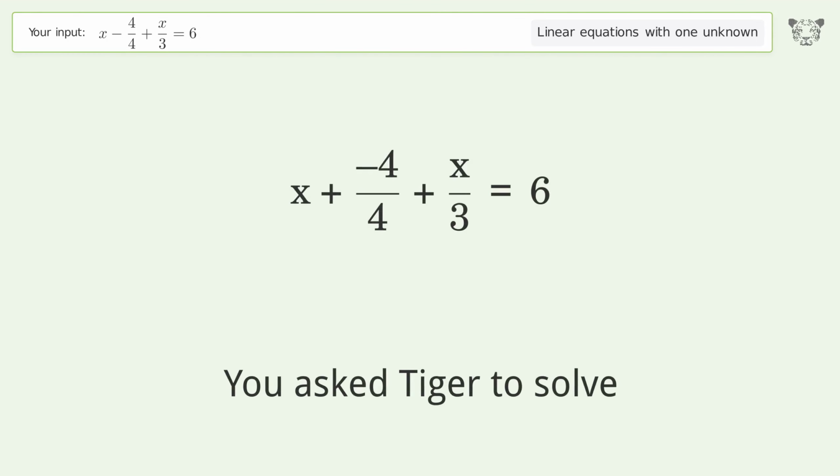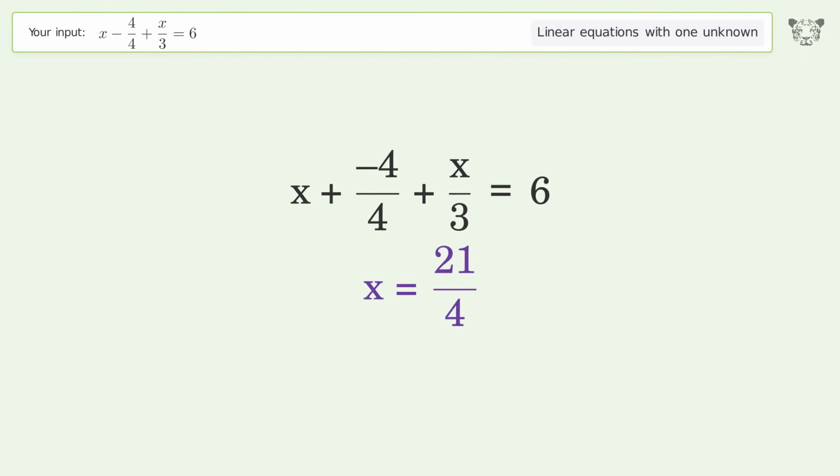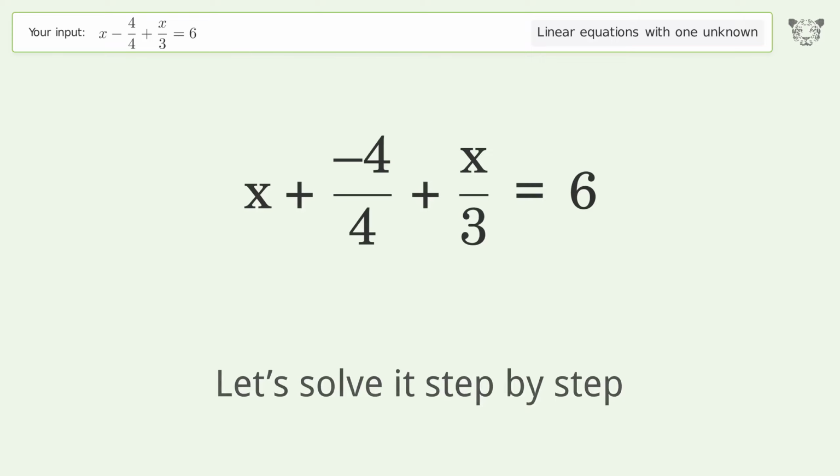You ask Tiger to solve. This deals with linear equations with one unknown. The final result is x equals 21/4. Let's solve it step by step.